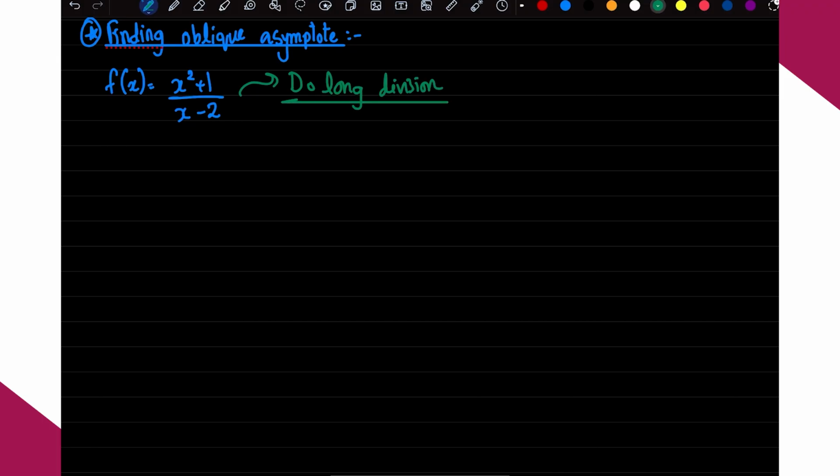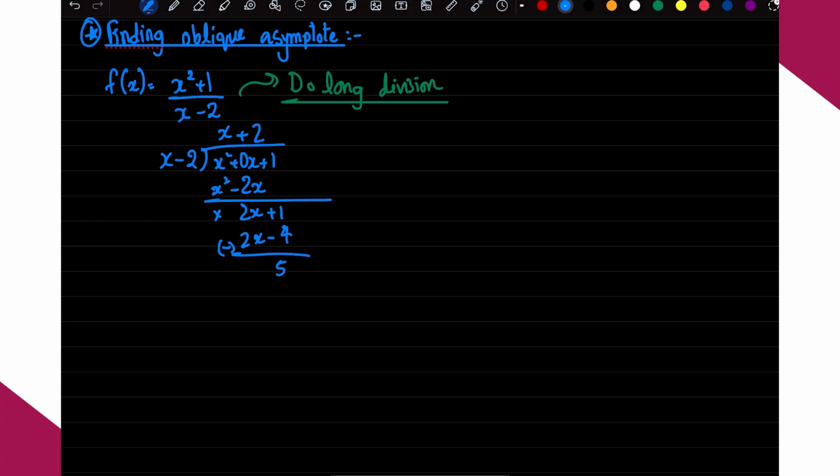So in that case, what we're going to have is x minus 2, then x squared plus 0x plus 1. So you've got x, so that's going to give you x squared minus 2x. So we're going to have plus 2x plus 1. Then we put plus 2, that's going to give me 2x. And then right here, that's going to be minus 4. So yeah, the remainder is 5. We've got the remainder as 5.